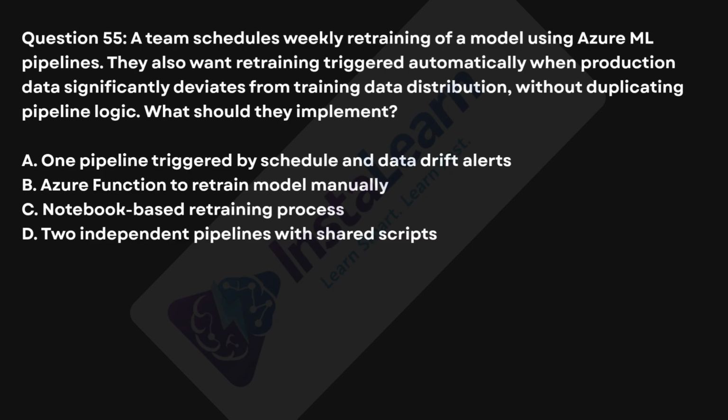Question 55. A team schedules weekly retraining of a model using Azure ML pipelines. They also want retraining triggered automatically when production data significantly deviates from training data distribution, without duplicating pipeline logic. What should they implement? A. One pipeline triggered by schedule and data drift alerts. B. Azure function to retrain model manually. C. Notebook-based retraining process. D. Two independent pipelines with shared scripts.